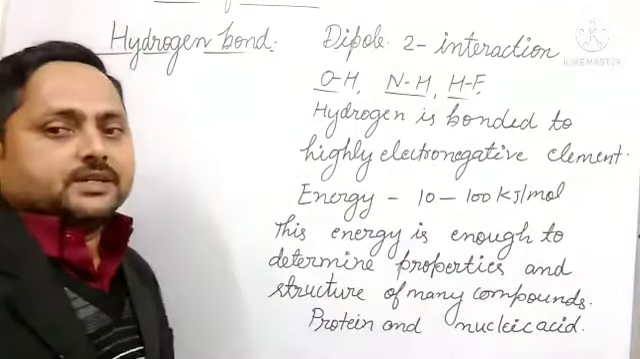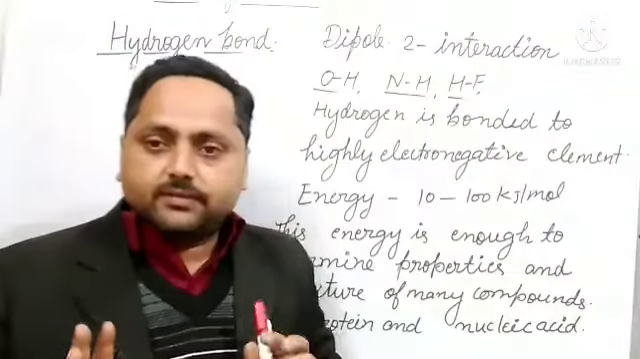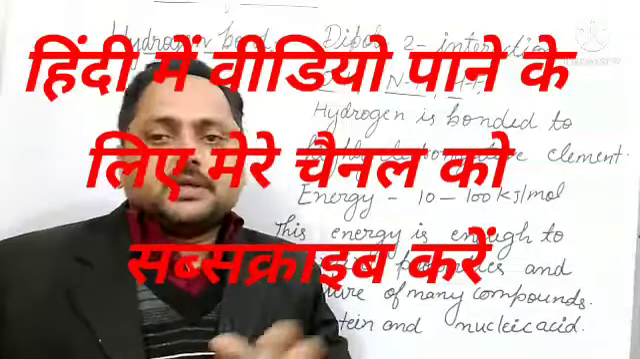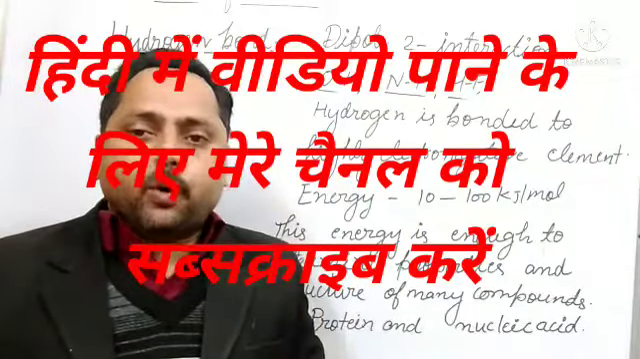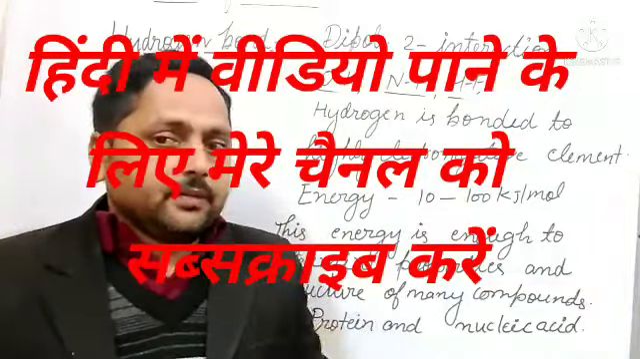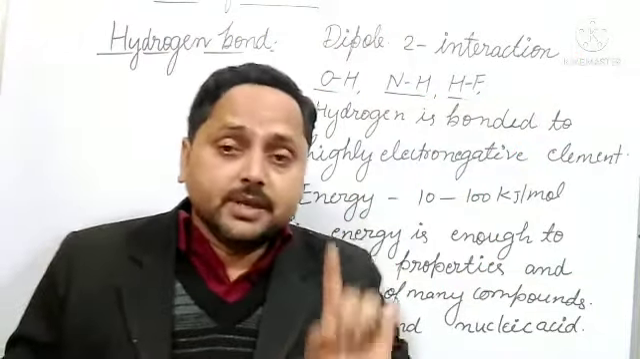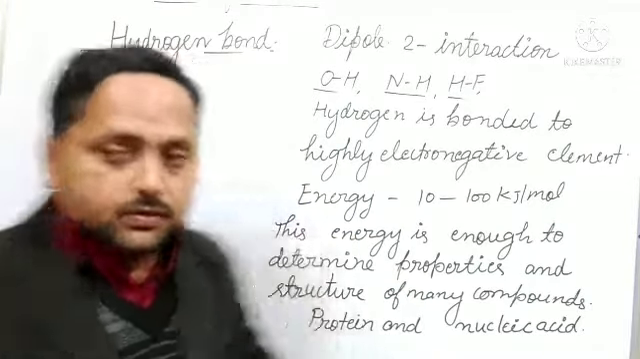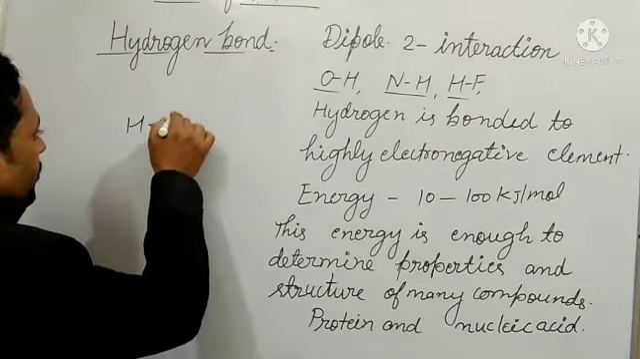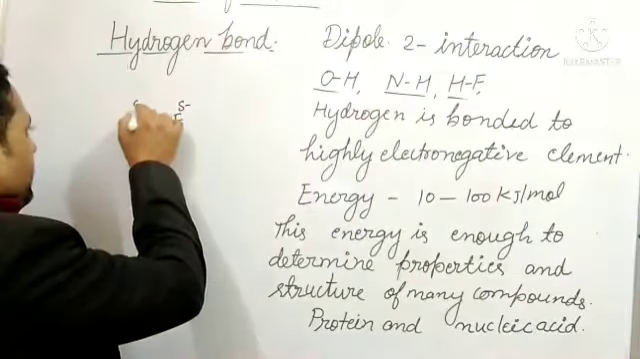And how does it affect the property? So let us see, students, dipole interaction. Hydrogen bond is also a dipole interaction. A hydrogen bond is always formed in a molecule in which hydrogen is bonded to a more electronegative atom and which has a permanent dipole moment. If hydrogen is bonded to a more electronegative atom, there will be a negative charge on one end and a positive charge on the other.